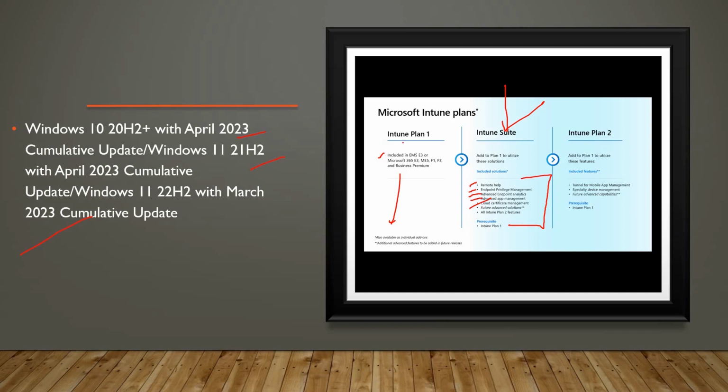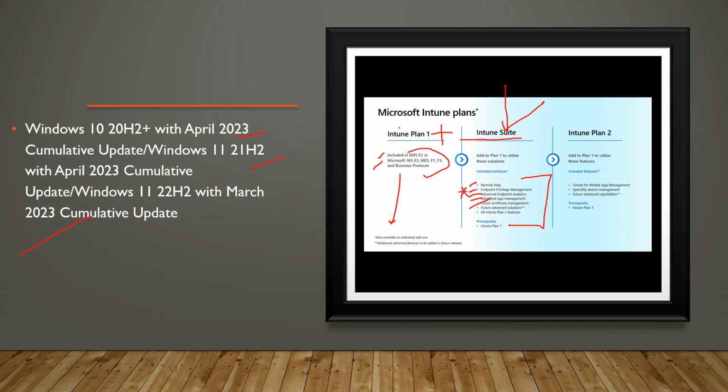You obviously need to have an Intune Plan 1 license already. When I say Plan 1, everything that is written over here comes under Plan 1. So you need to have Plan 1 plus Intune Suite, and if you take Intune Suite, you are going to get all these add-ons. But let's say you don't want all these add-ons, you only want Endpoint Privilege Management. Then instead of taking Intune Suite, you can just take the license for Endpoint Privilege Management.